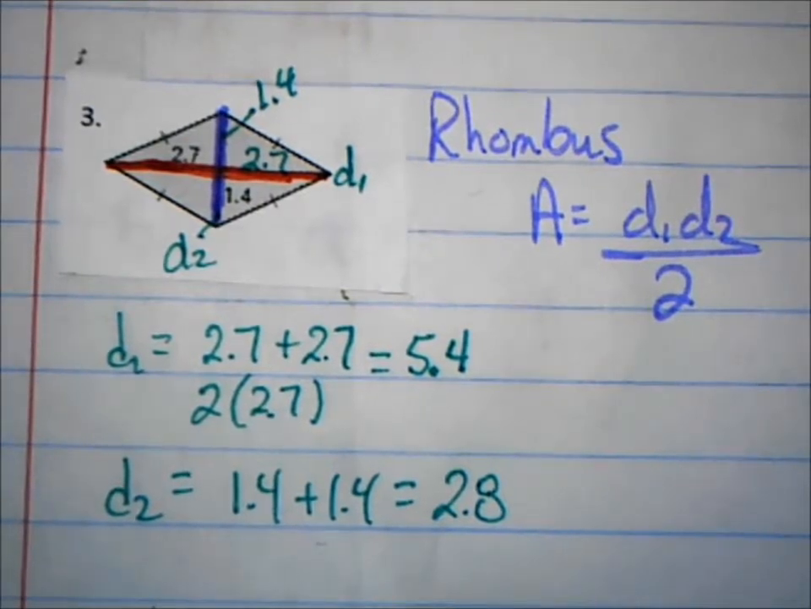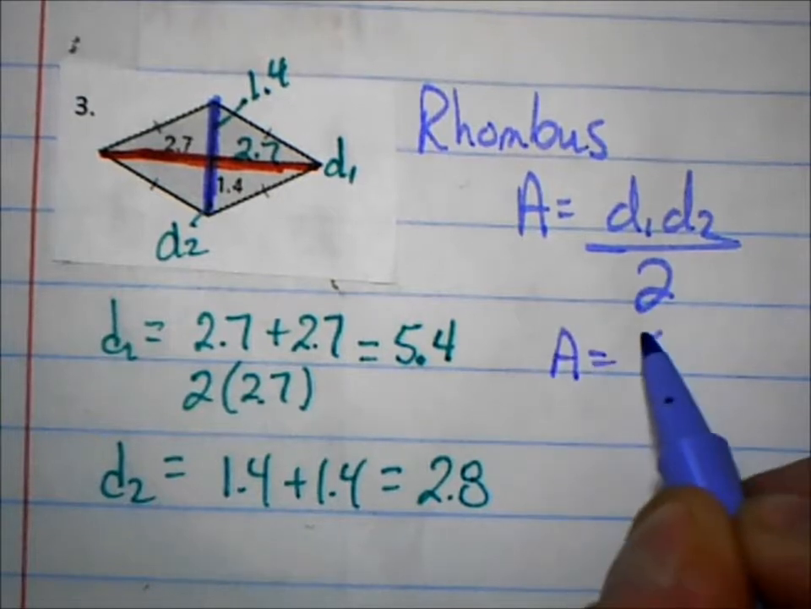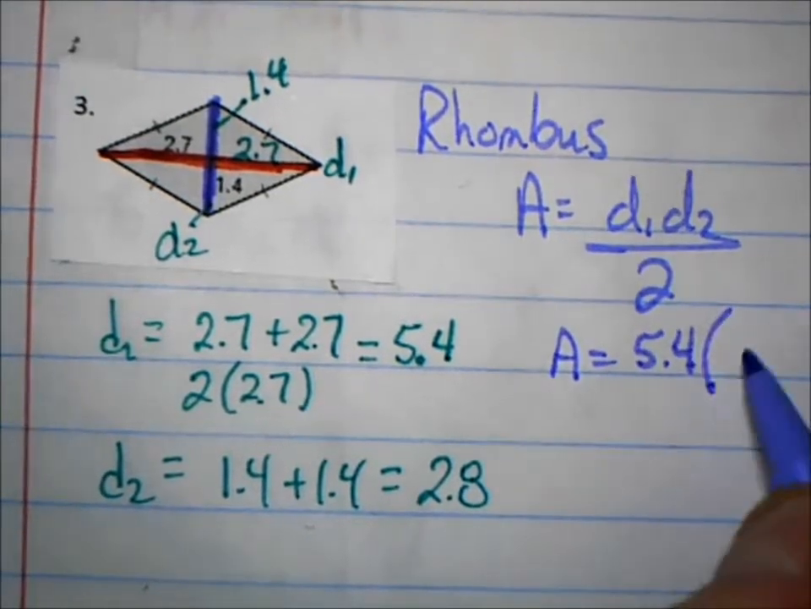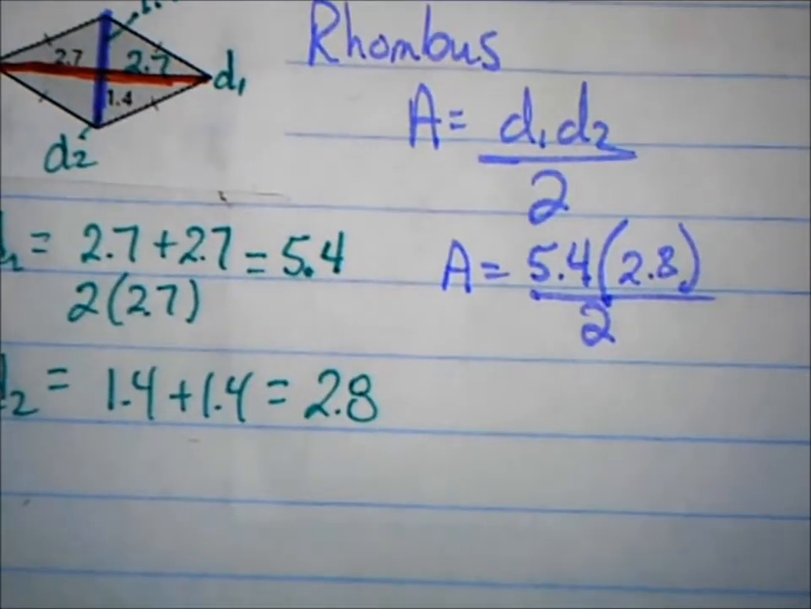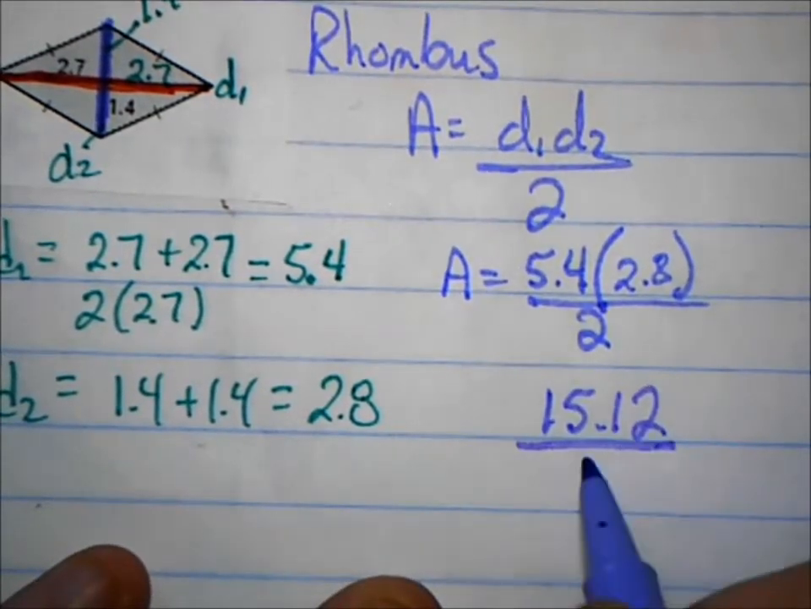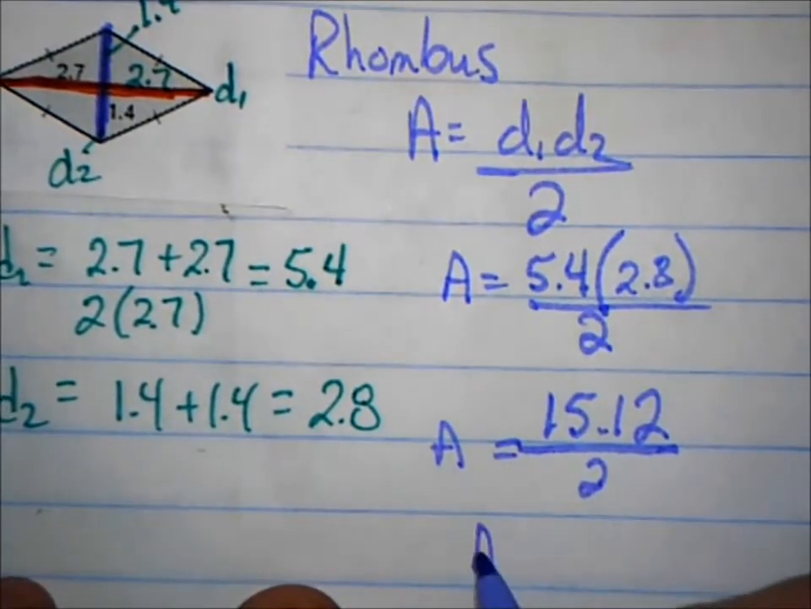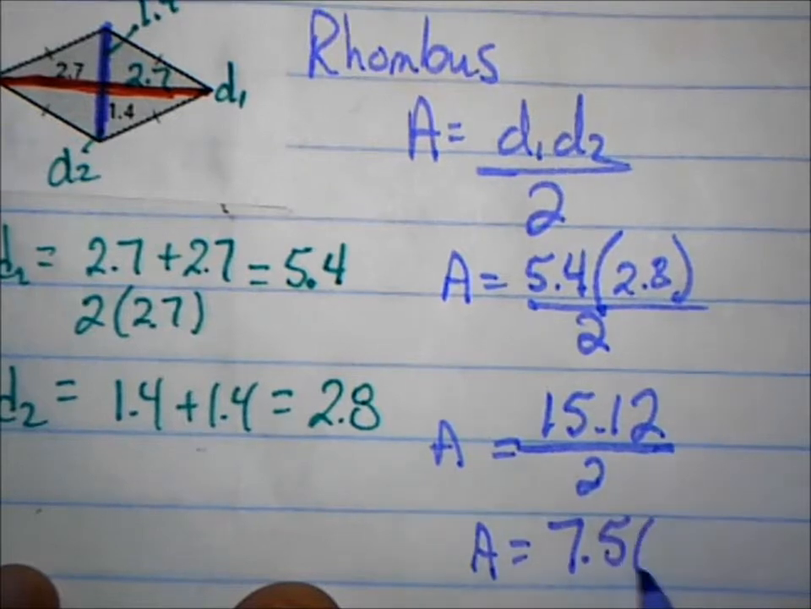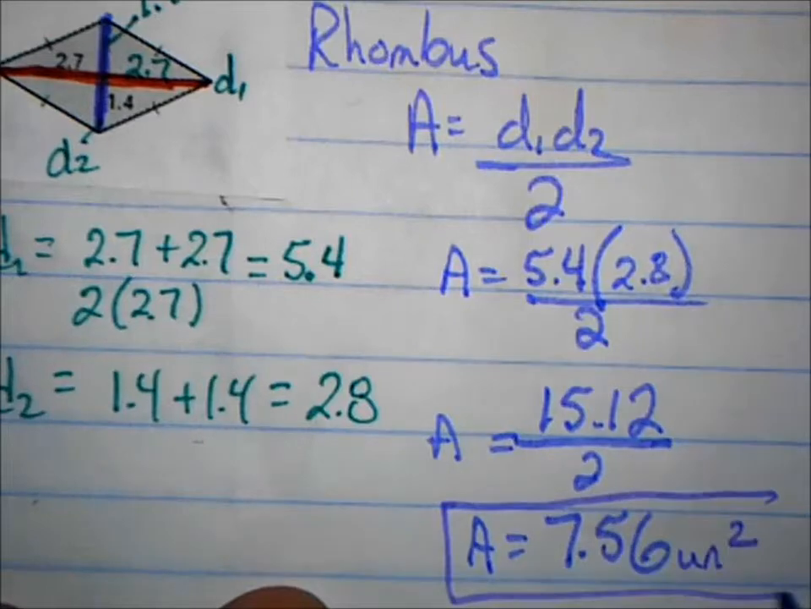Since I know that information, that means I can now plug them into my formula. D1 is 5.4 times 2.8, then divide by 2. 5.4 times 2.8 comes out to be 15.12. If I divide that by 2, I end up with 7.56, and I don't have any units, so that would be units squared for my answer.